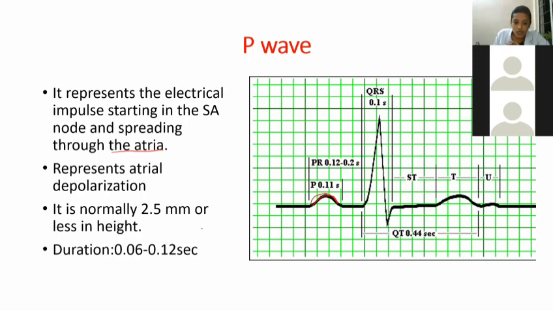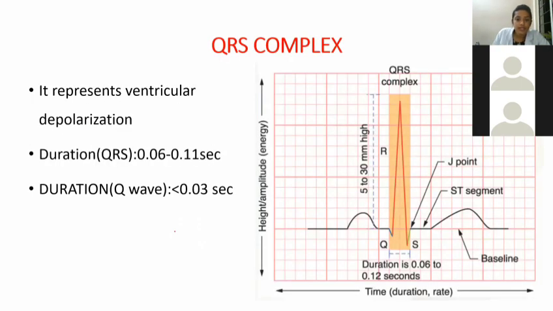So with the help of the ECG grid and its measurements, you have to analyze the height, the length, and the time of each wave. Next is the QRS complex. As said, the QRS complex represents ventricular depolarization. You can see here the QRS complex is a very big complex. It is composed of 3 waves: Q wave, R wave, S wave.